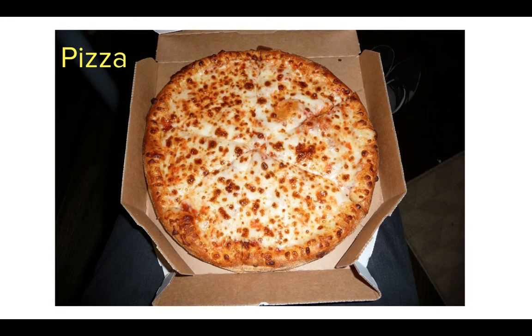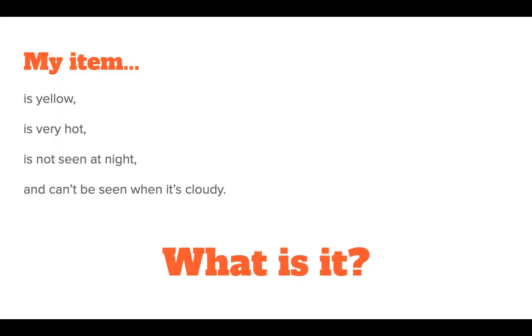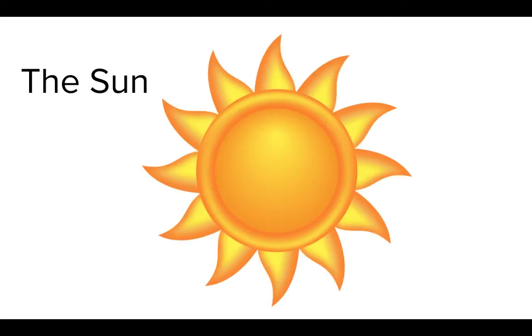It is a pizza. Did I give good details? Did you get it right? All right, let's try another one. Here we go. My item is yellow, is very hot, is not seen at night, and cannot be seen when it is cloudy. What is it? What do you think? Did you guess the sun? Did I give important and specific details?